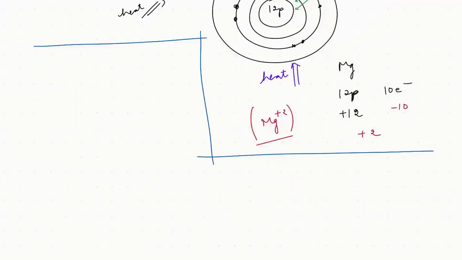Are you understanding? Any doubts? This would be Mg plus 2. Any doubts? Got the point? So this is the constant.